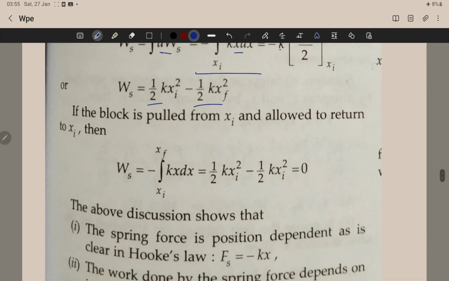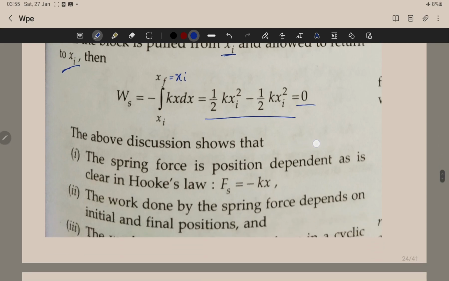So if the block is pulled from xi and allowed to return to xi, what are we taking? We are pulling the block from xi and it will return to xi, which means the displacement will become 0. So this limit becomes the same: x final is also equal to x initial. If you put in this limit, this becomes 0, which means there is no work.